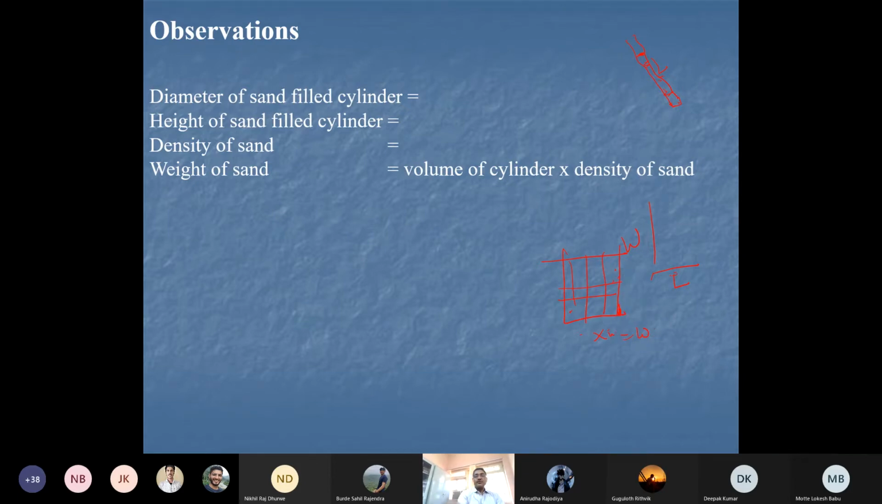soil in this cylinder. So we need the diameter of the sand filled cylinder, the height of the sand filled in the cylinder, and the density of sand. Please write down, that is 1.5 gram per cubic centimeter, the density of sand we have used here. Then we can calculate the weight of the sand in the cylinder. We find the volume of the cylinder, and multiplied by the density, it will give you the weight of the soil or sand in this cylinder.